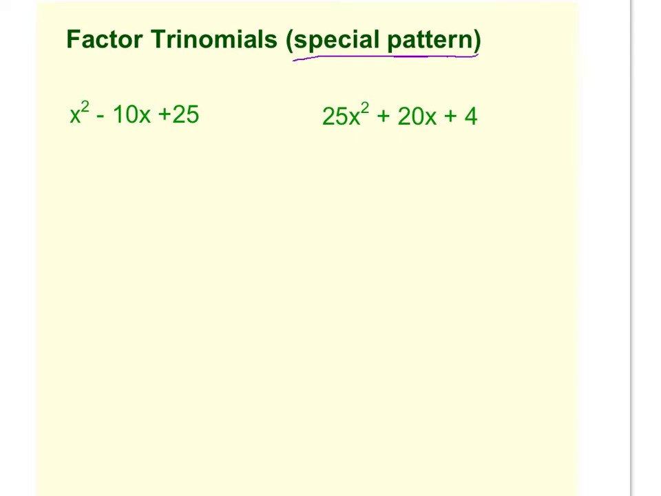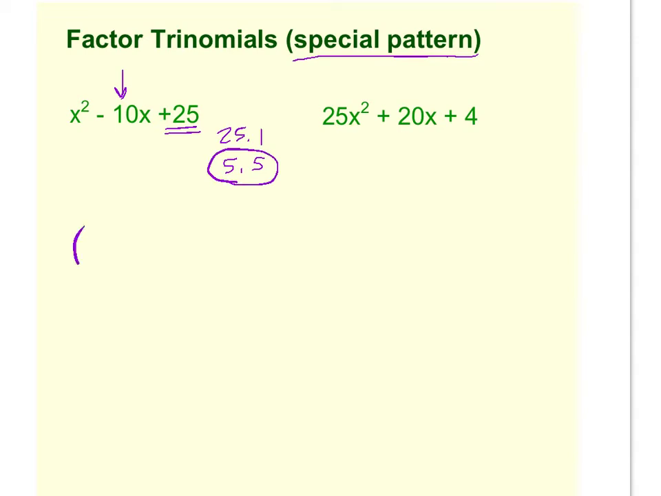So what we're going to do is see, is there a number in front of the x squared? In this case, there's not. So that means that we're looking for factors of 25 that add up to this middle term of negative 10. Well, your factors of 25 are 25 and 1, or 5 and 5. And it's that 5 and 5 that are going to help us out.